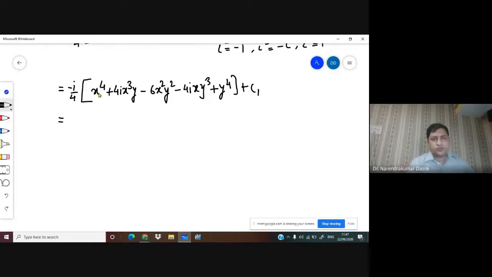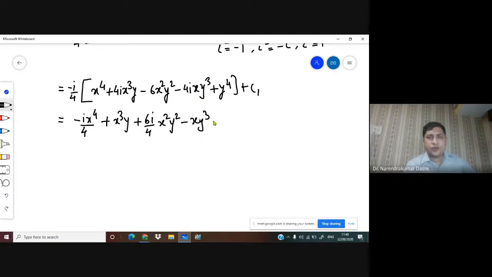So what is the term I'll be having? -i x^4/4. Then this term, the 4 will get cancelled, and i^2 is equal to -1. Already we have minus, so I'll be having plus x^3 y. Then minus minus plus, 6i/4 x^2 y^2. This will be minus minus plus, but i^2 you have, so it will be -x y^3, then -i y^4/4, plus c.